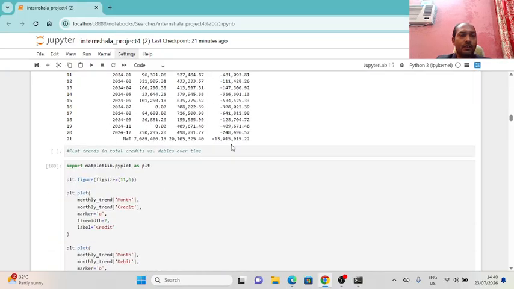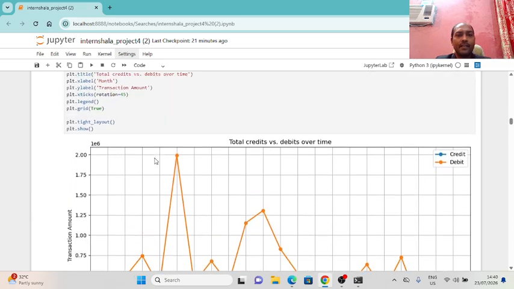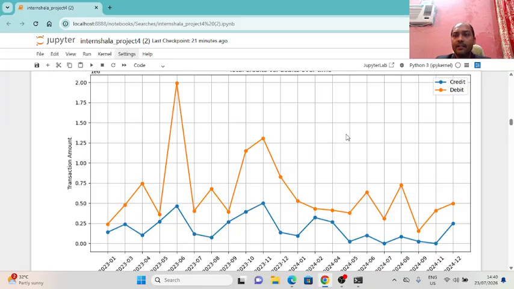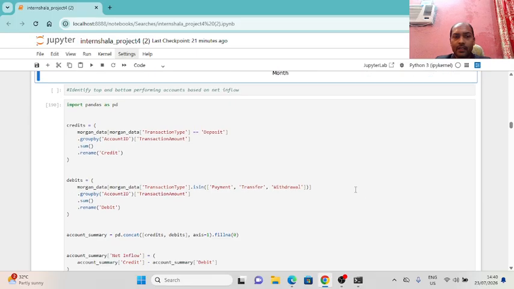So in this database, next we have to plot the trends in total credit versus debit over time. So we can see that the debit transaction is very high compared to the credit transactions. It means customers are spending more than saving. And then the other task is to identify the top and bottom performing accounts based on the net flows.